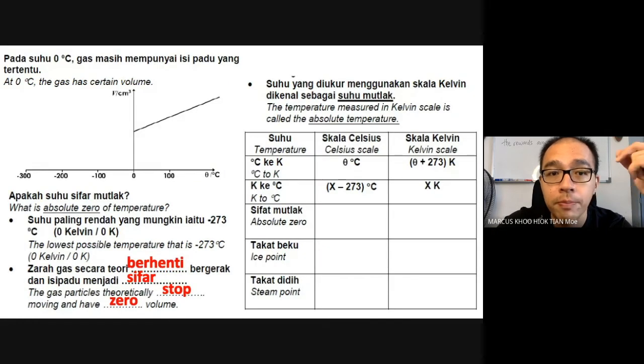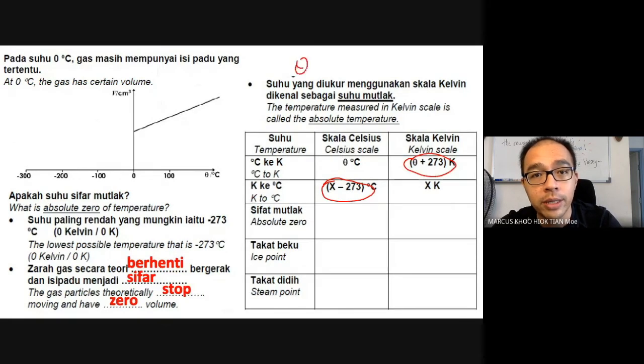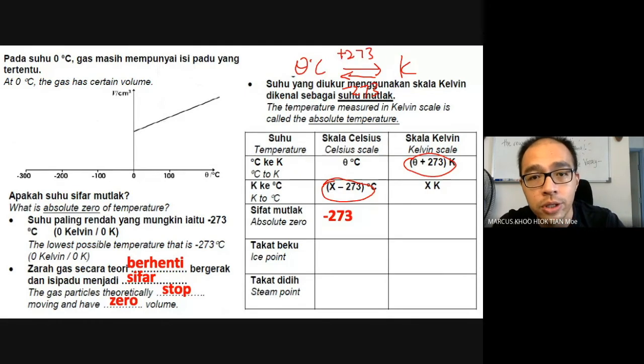Okay, so because of that, whenever you want to change degrees Celsius to Kelvin, you add 273. And when you want to change from Kelvin to degrees Celsius, you minus 273. Okay, this is a very important thing. You want to change from degrees Celsius to Kelvin, you plus 273. When you want to change it back, you minus 273. Okay, so absolute zero is at negative 273 degrees Celsius or 0 K.